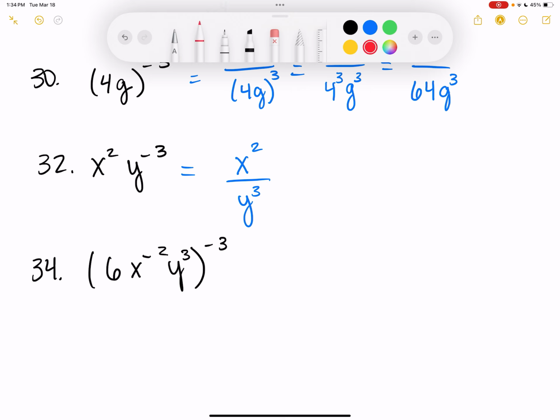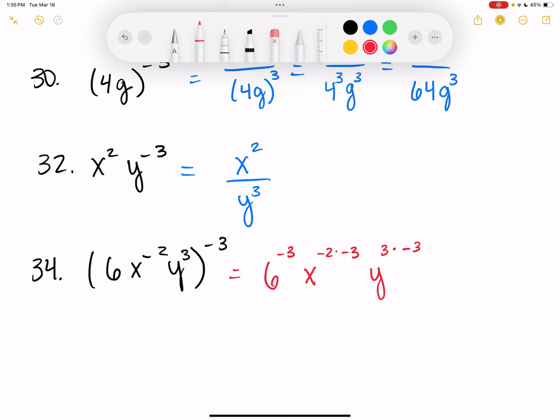Just like we did in, I don't know, whatever section that was, 8.1 or 8.2, where we are distributing that exponent to everything. I can actually do that first. And so when I do that, that's going to give me 6 to the negative 3, then x to the negative 2 times negative 3, and then y to the 3 times negative 3.